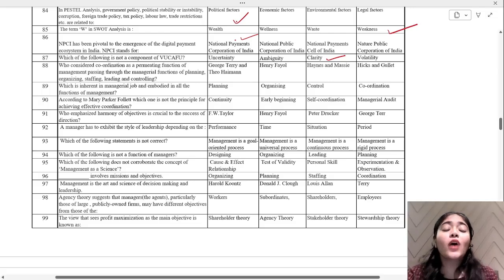Yeah. Who considered coordination as a permeating function of management passing through the managerial function of planning, organizing, staffing, leading, and controlling?